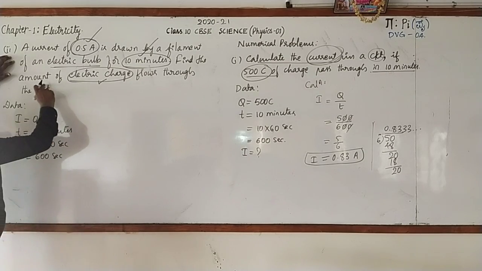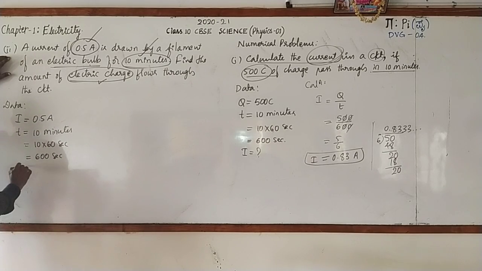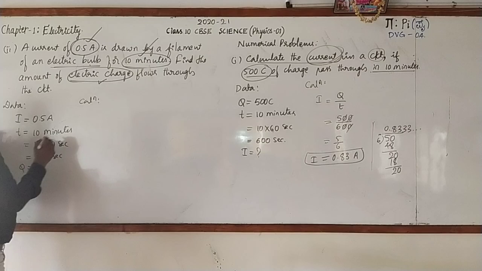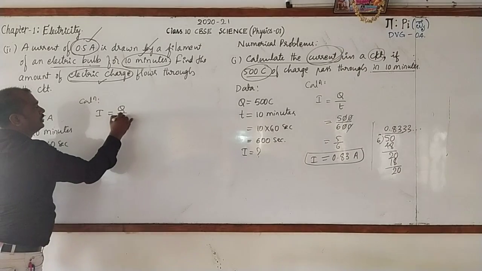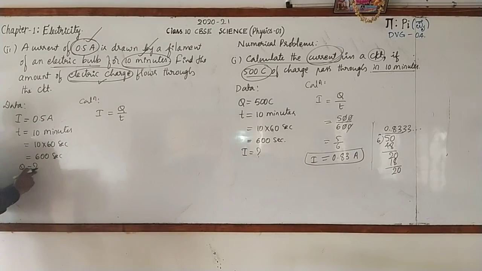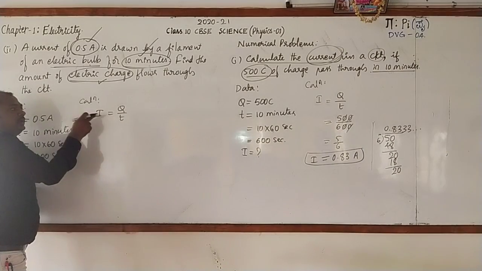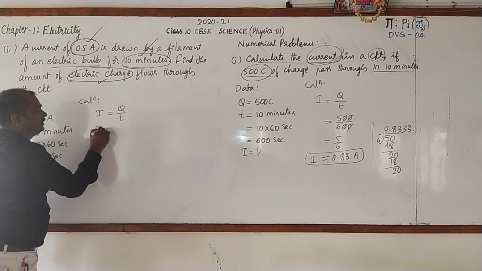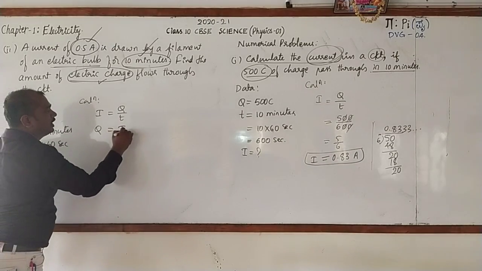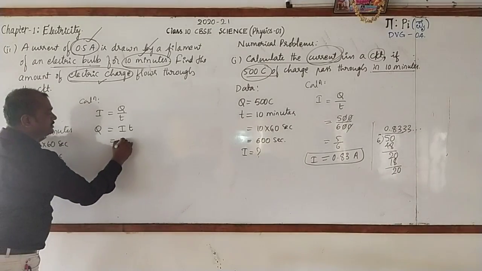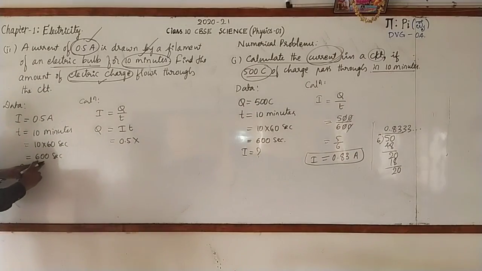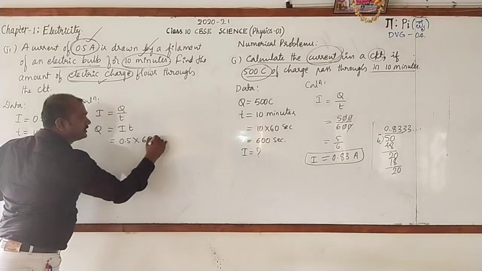Then you are going to find out the amount of charge. Quantity of charge is denoted by the symbol Q. Q is question mark. Calculation. I go for using the formula. Can you recall the formula to find out electric current? Yes. I is equal to Q by T. As you are going to find out Q, cross multiply T to the left hand side. Then it will be Q is equal to I into T. How much is I? It is 0.5. Time, it is 600 seconds.